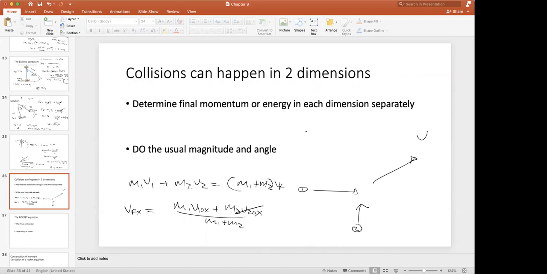That would give you a v final in the x and the y, and your magnitude of v would be the square root of v final x squared plus v final y squared, and your angle would be arctan of v final y over v final x, assuming that we were measuring it from the x-axis, right? So collisions in 2 dimensions aren't much different than 1 dimension. You just have to do each dimension separately, and then if you're asked for the total magnitude and angle, find it from what we've been doing from day 1 since the math review. Okay.